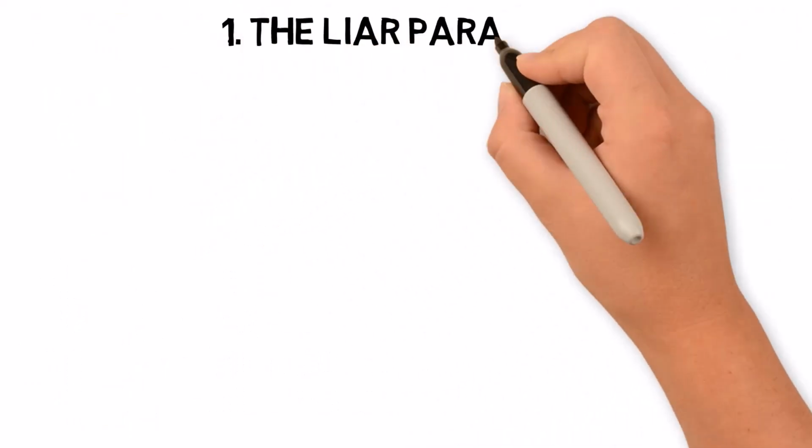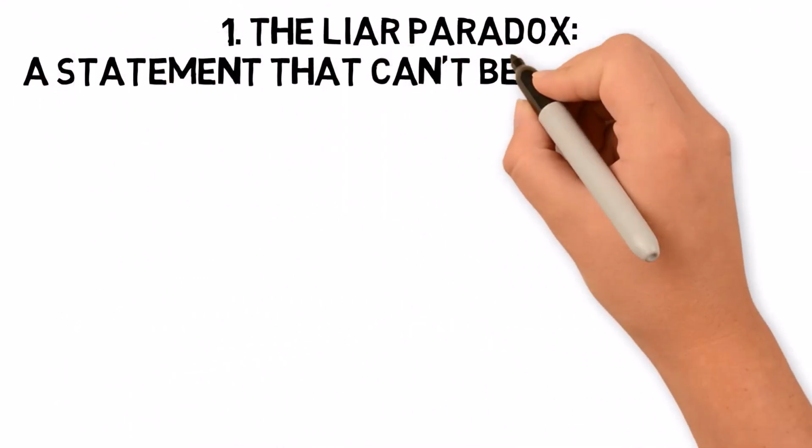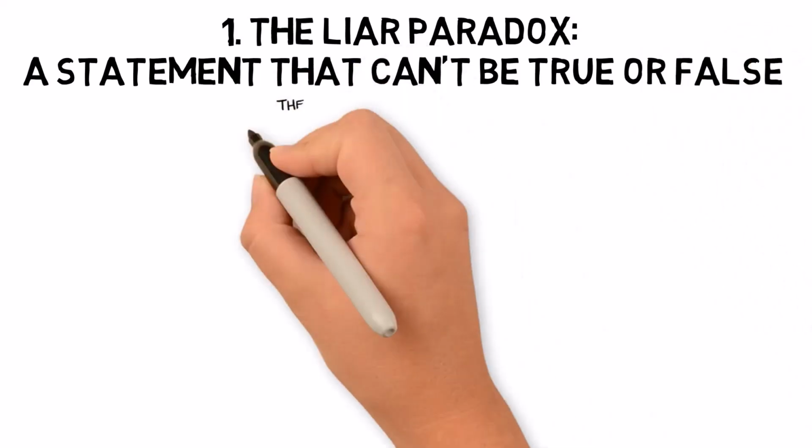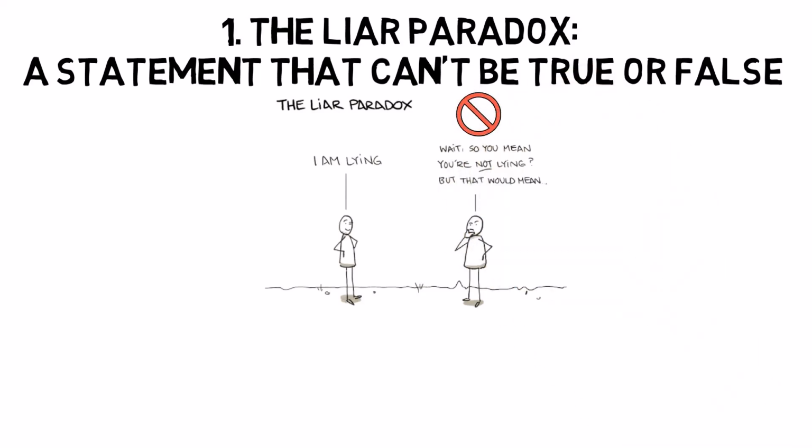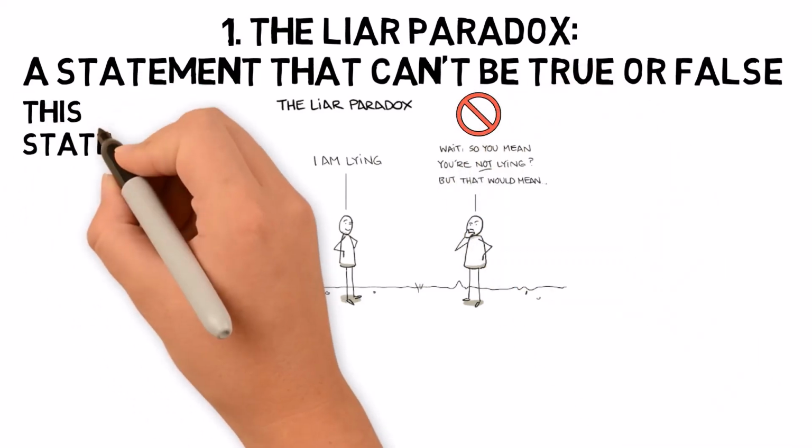1. The liar paradox, a statement that can't be true or false. The liar paradox is a classic example of a logical problem that doesn't seem to have a clear solution. It comes from the sentence, "This statement is false."